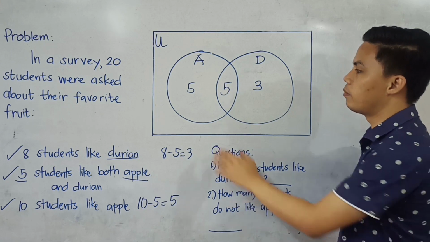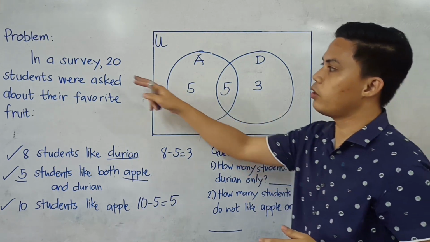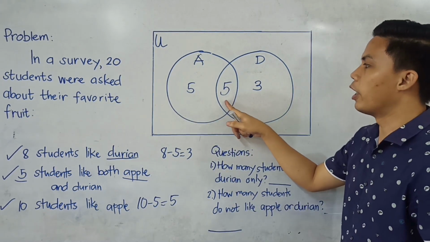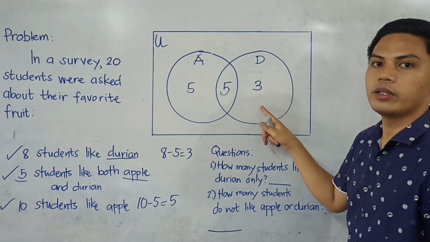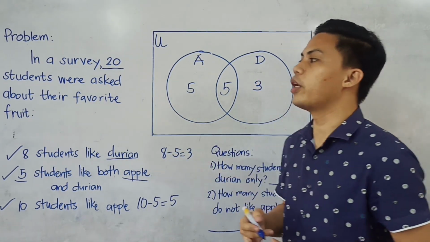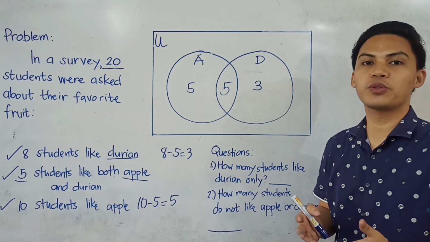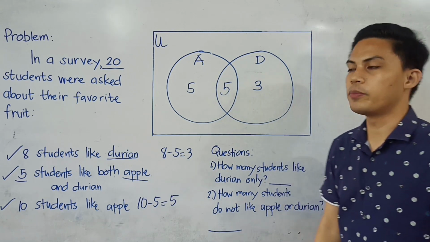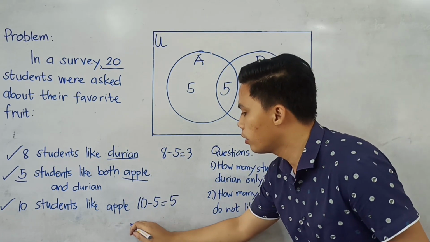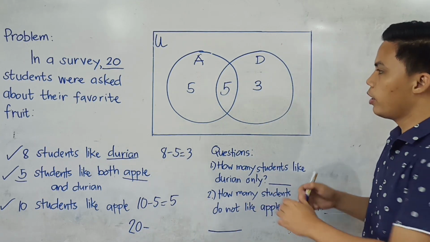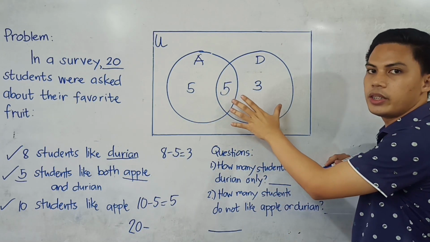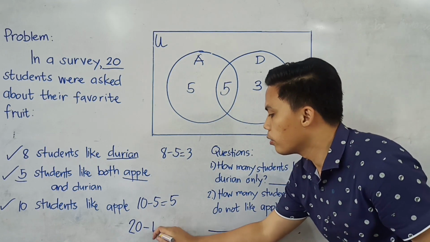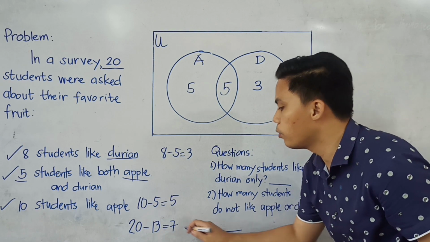Okay, now let's check the sum. Kung mag-i-equal ba dun sa total number of students na na-survey. So 5 plus 5 is 10 plus 3 is equal to 13. But yung na-survey na students were 20. So there are 7 students na hindi niya gusto yung apple at the same time hindi rin niya gusto yung durian. So sa madaling salita, yung total number na 20, babawasan natin ngayon yung mga numbers na nasa set A at set D natin. So we have 5 plus 5 is 10 plus 3 is 13. So 20 minus 13 is equal to 7.